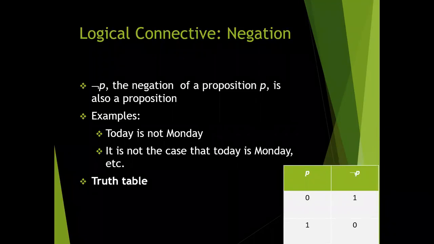The truth table for the negation: this negation inverts the value of the original proposition. Let me show a truth table. A proposition P holds the value 0 or 1, where 0 stands for false and 1 stands for true. The negation, or not operator, will convert the value: 0 will be changed to 1 and 1 will be changed to 0. This is the work of negation.